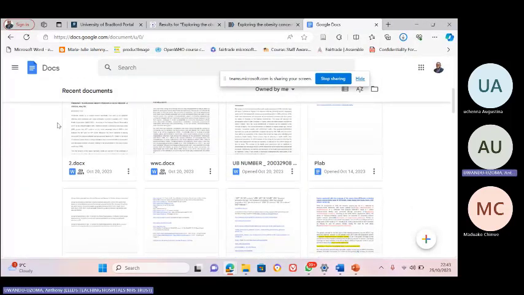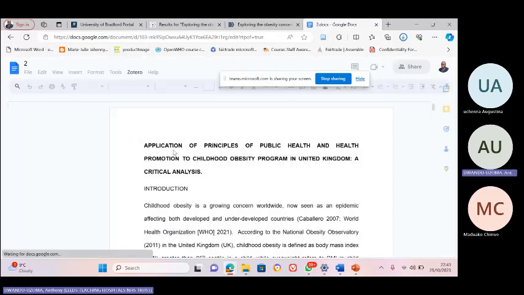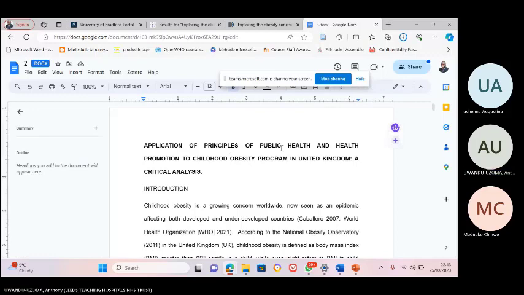So, my essay 2. Okay, let's look at this. Can you see my essay? This was the essay I used for health promotion, but it was 4,000 words. The title: application of principles of public health and health promotion to a childhood obesity program, where? In the United Kingdom.